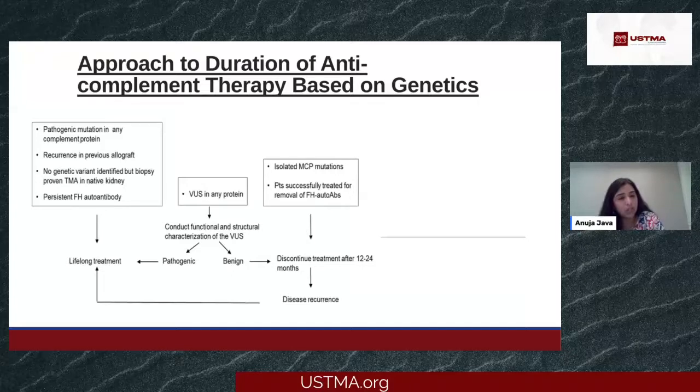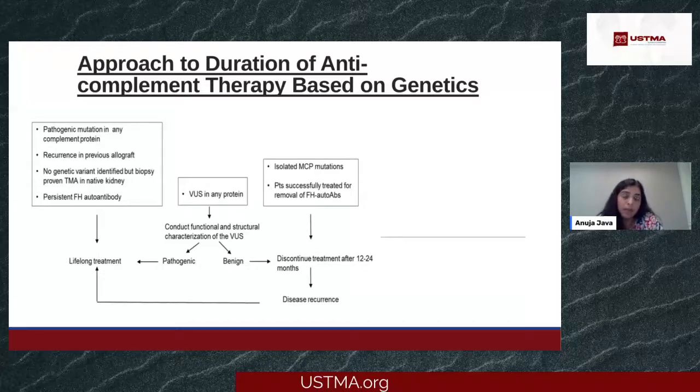Even if you don't have a genetic mutation identified, but you have a biopsy that shows thrombotic microangiopathy very clearly in the native kidney, we tend to keep those patients long-term on the drug. And if you have an acquired factor like factor-H autoantibody that we are not able to remove with any kind of treatment, those patients stay on the drug. There are a small group of patients that we stop treatment on. So patients who have acquired factors that are factor-H autoantibodies and they're successfully treated.